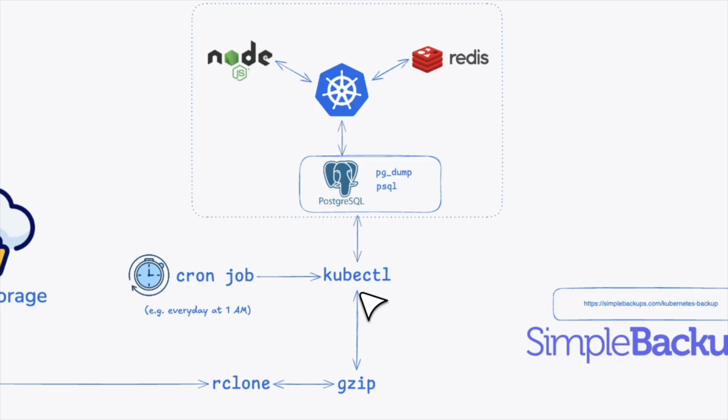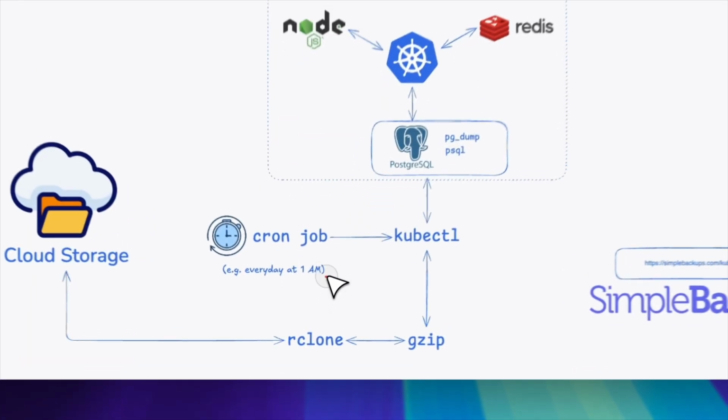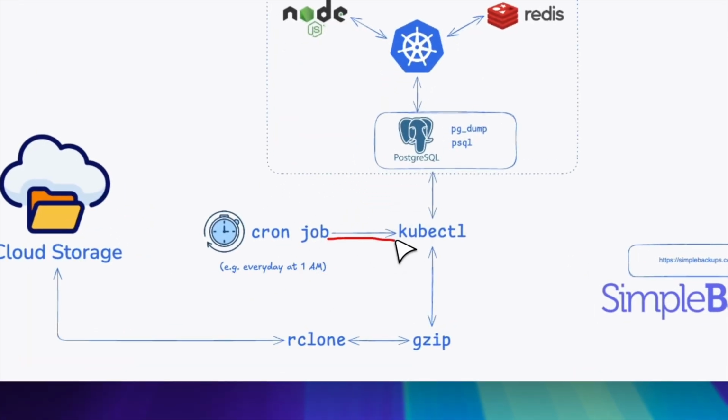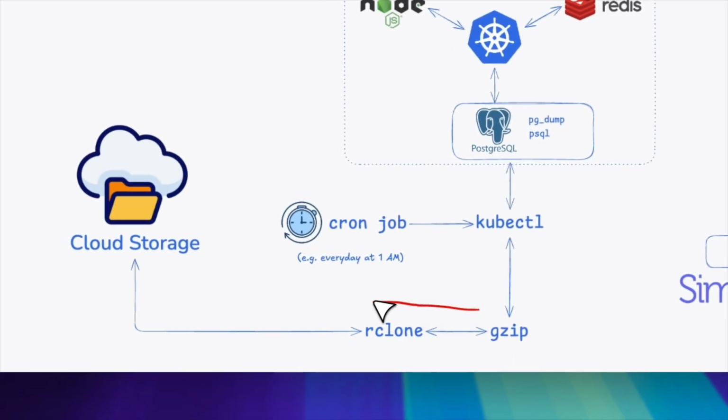So what we can do is target another binary inside the Postgres container every day at 1 a.m., using kubectl to run something called pg_dump. And then we can compress that backup using gzip, sending it through rclone to our cloud storage.